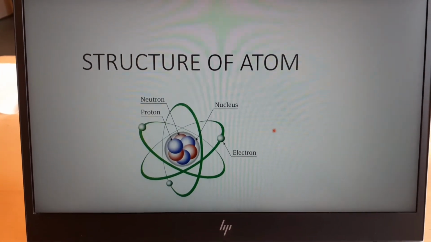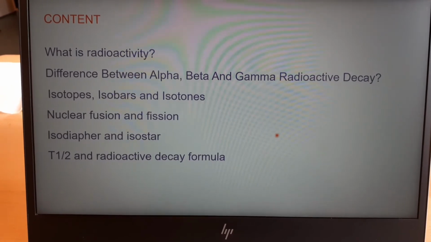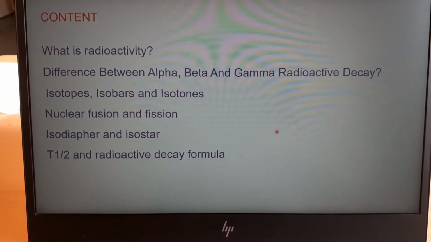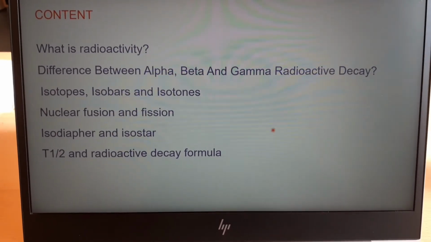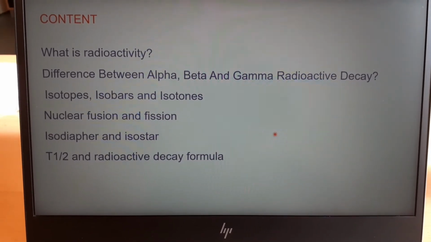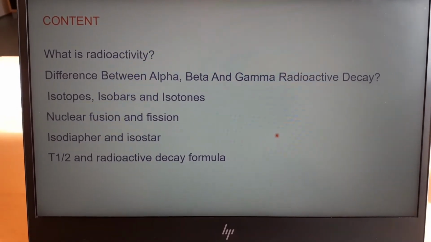Okay, so today's topic is what is radioactivity, the difference between alpha, beta, and gamma radioactive decay, isotope, isobar, and isotone concepts, nuclear fusion and nuclear fission, isodiapher and isostar, half-life, and the radioactive decay formula.